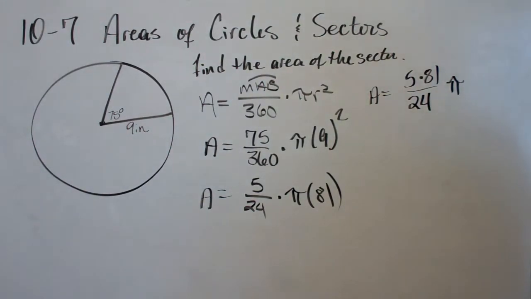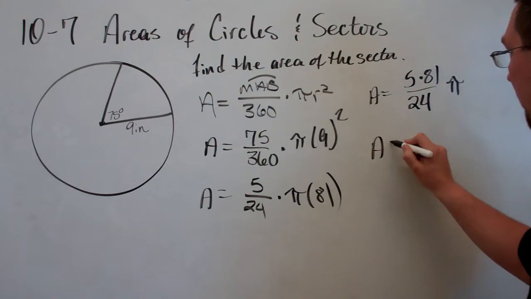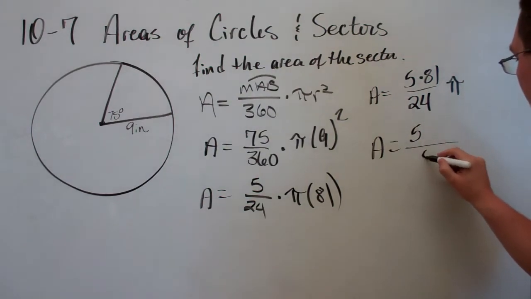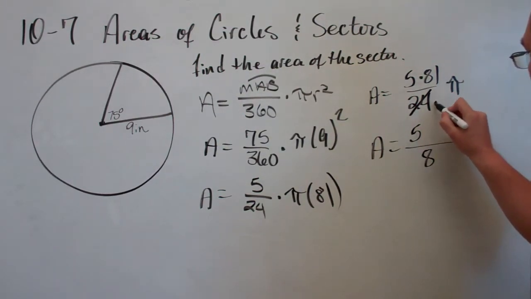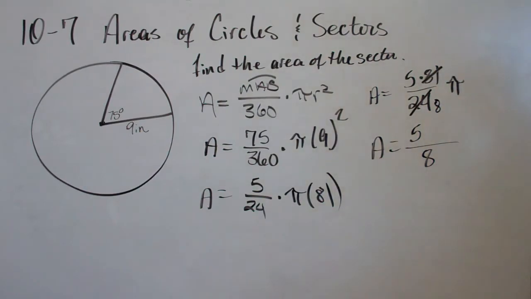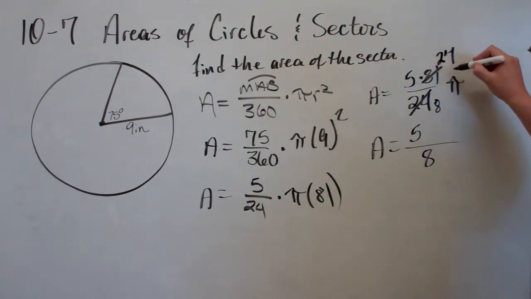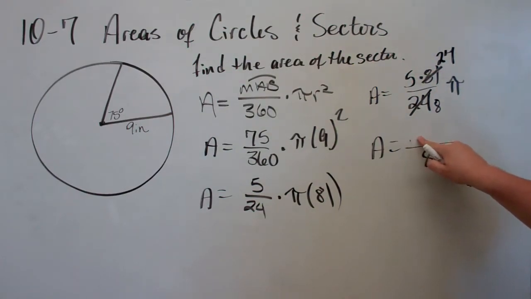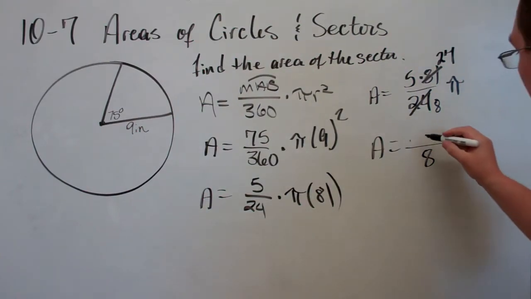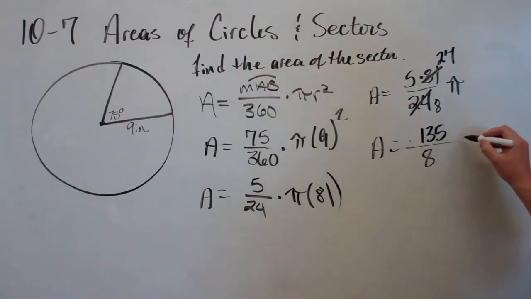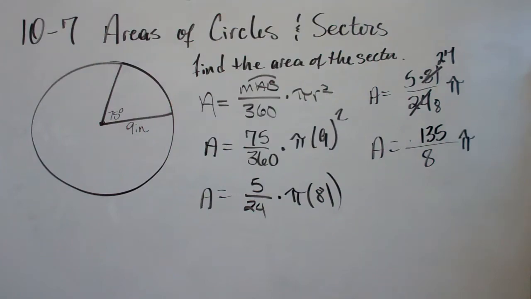Now, we could reduce here because we can pull a 3 out of both of these. 24 divided by 3 is 8. So area equals 5, and we have an 8 down here because 3 will come out of here. Reduces to an 8. 3 will come out of here. Reduces to a 27. Alright, so 5 times 27 is 135 pi. Now, I would take 135 over 8 pi.